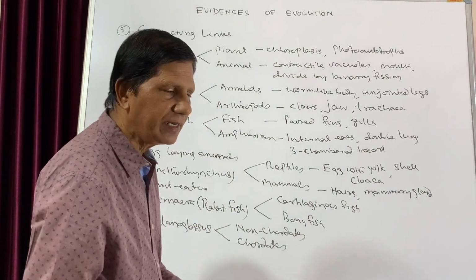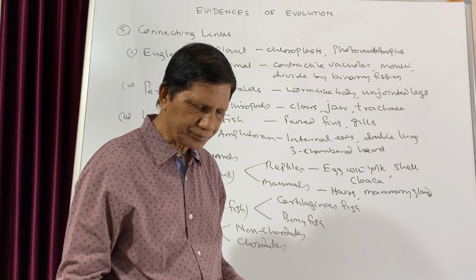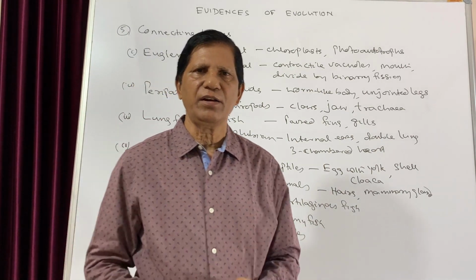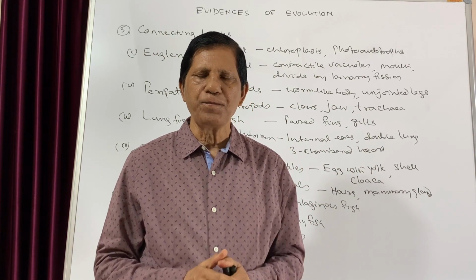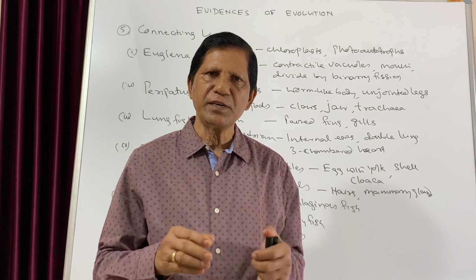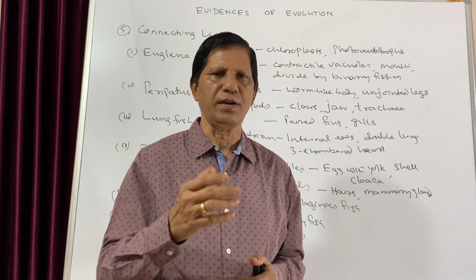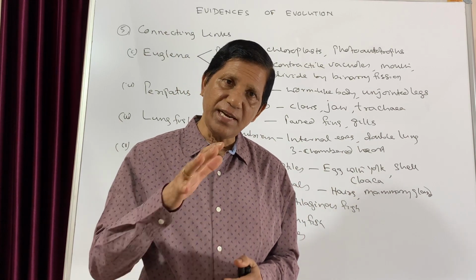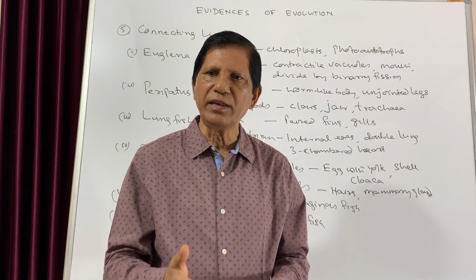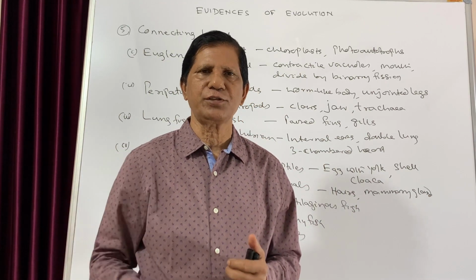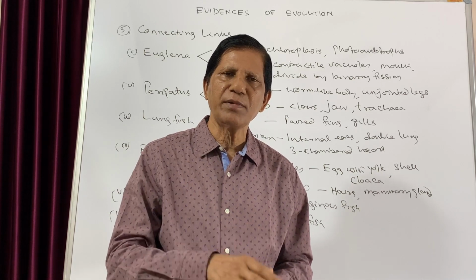Now let us discuss the next point, that is the presence of vestigial organs. Now what are vestigial organs? There are some organs in the body which are at present very rudimentary in structure and they are almost non-functional. Whereas the same organs are well developed and functional in other animals. So why have they become rudimentary and non-functional in some animals?